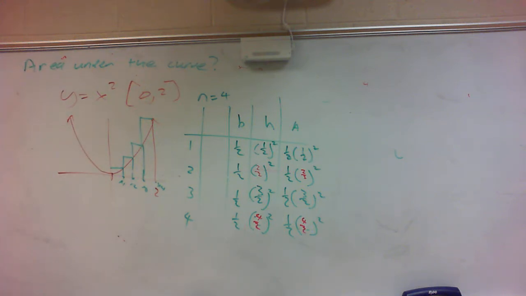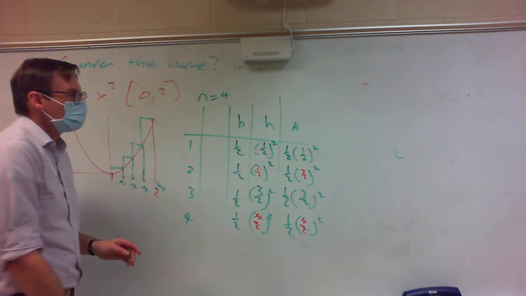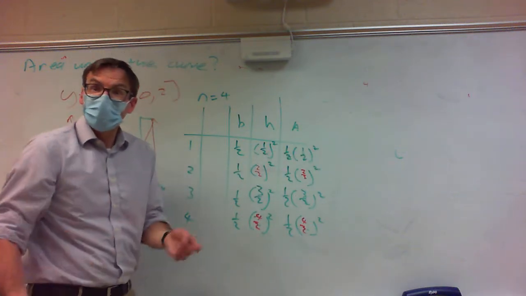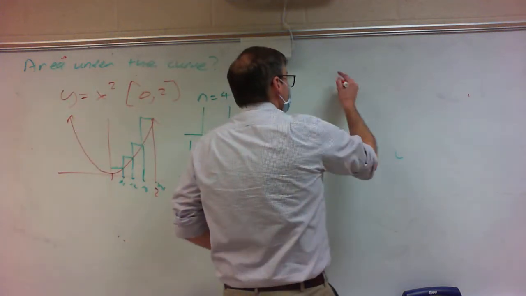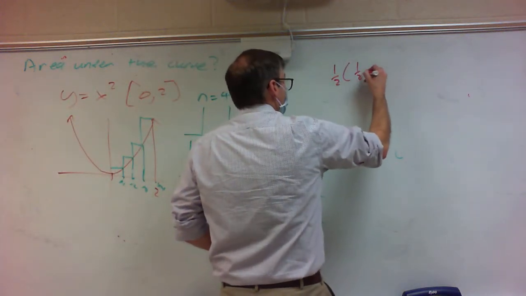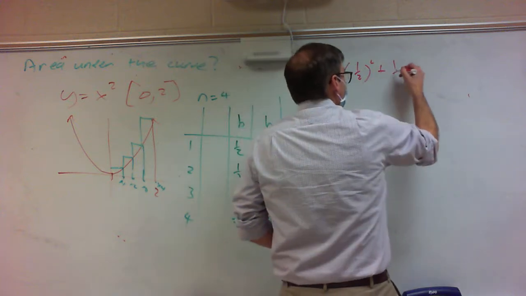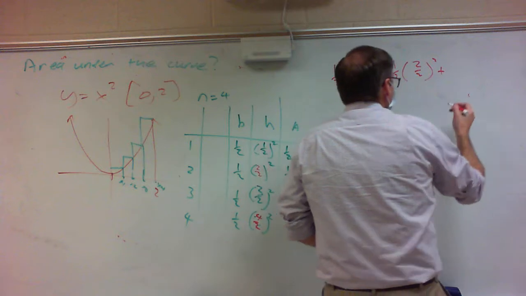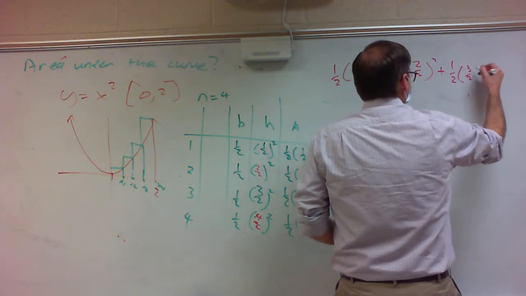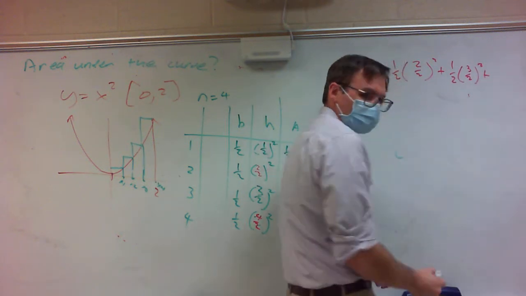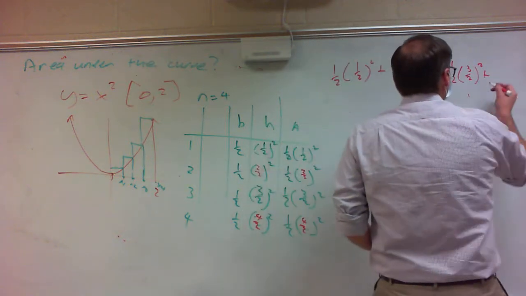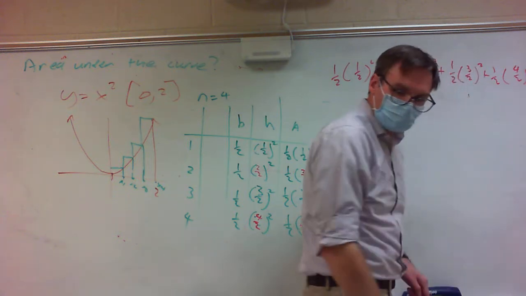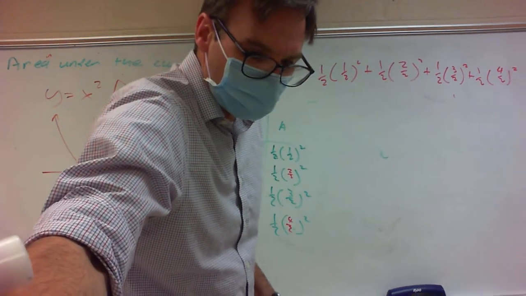So far, so good? And what I want to do is, that's the area of the first rectangle, second rectangle, third rectangle, fourth rectangle. I'm going to write those out. So the first rectangle is 1/2 times 1/2 squared. The second rectangle is 1/2 times 2/2 squared. The third rectangle is 1/2 times 3/2 squared. And the fourth rectangle is 1/2 times 4/2 squared. Did that fit in? Almost. Okay.